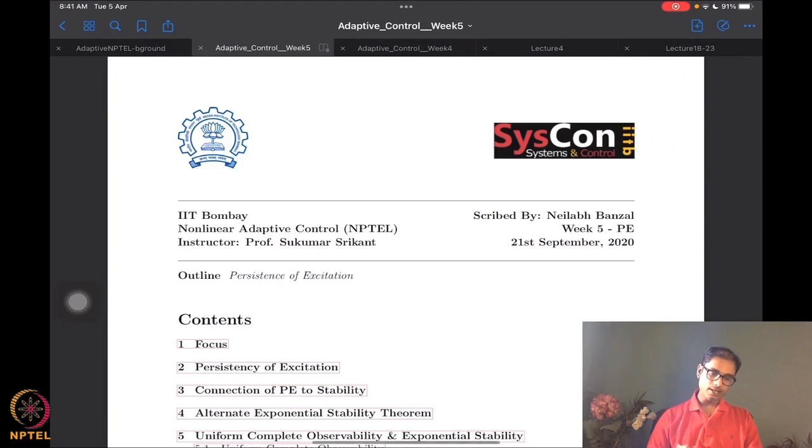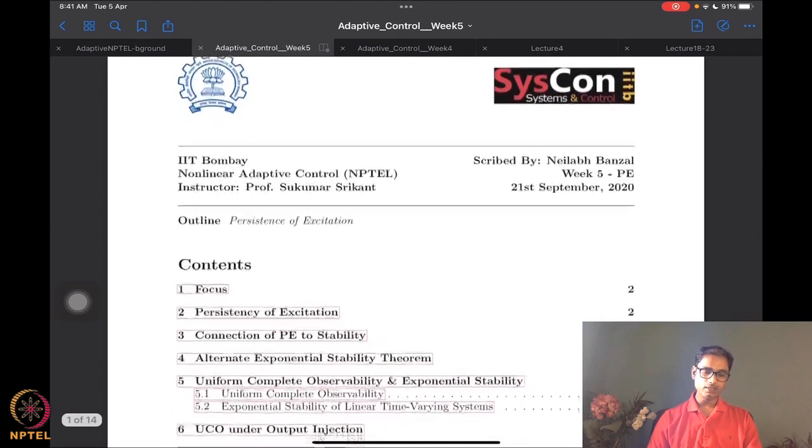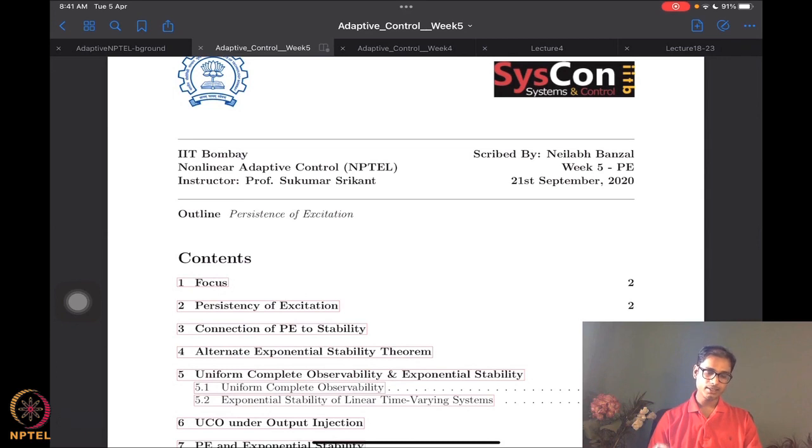Now, starting today, we will look at a new set of course notes, right? And this is something that precedes adaptive control, right? Adaptive control literature was preceded by identification literature, and it was rather well known that for any parameter identification to happen successfully, there was a certain requirement for richness of signals. And this richness of signals was regularly codified in terms of persistency of excitation.